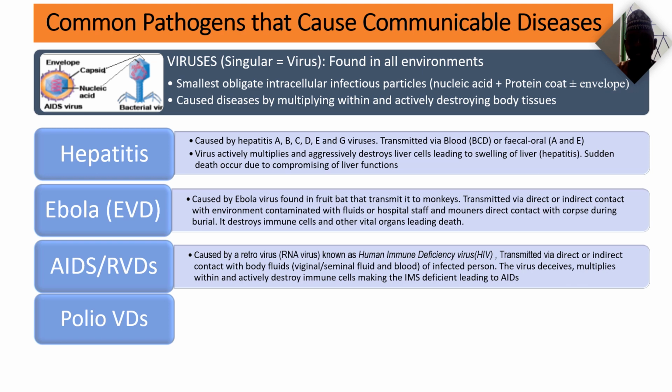Polio viral disease is a disease that is caused by a virus known as the poliovirus, which is a virus that also multiplies in the gastrointestinal tract, and therefore it is excreted with the feces of an infected person, and therefore the disease is transmitted through ingestion of food or water contaminated by the feces of an infected person. Now, once ingested, the virus multiplies in the mucosa of the throat.